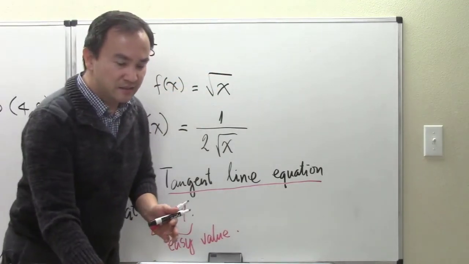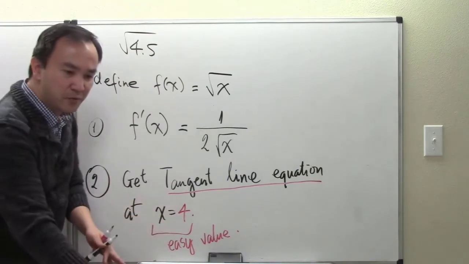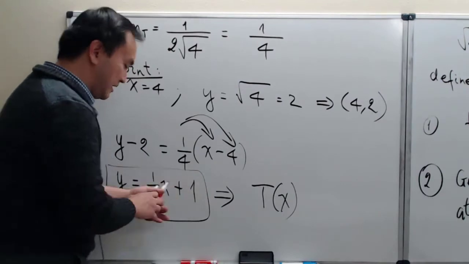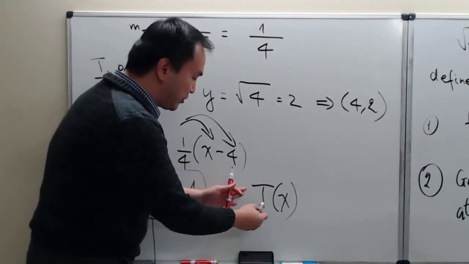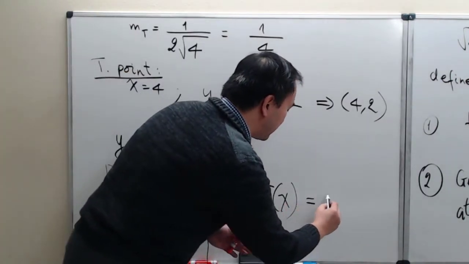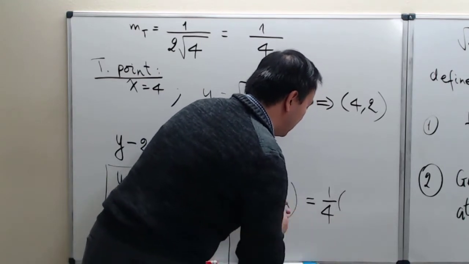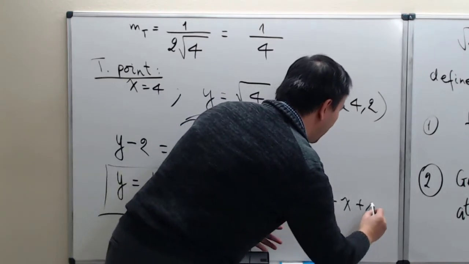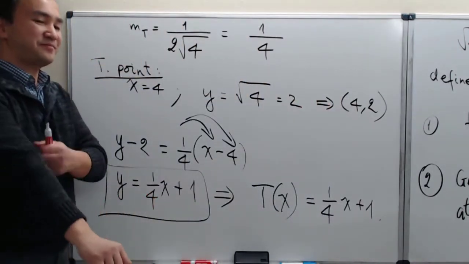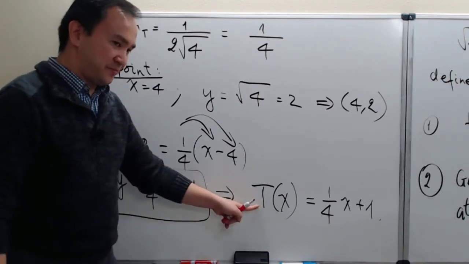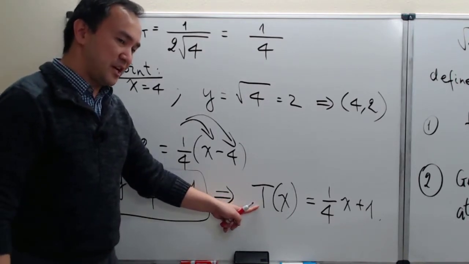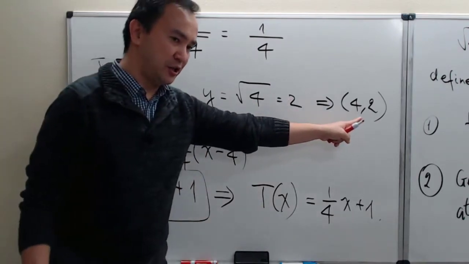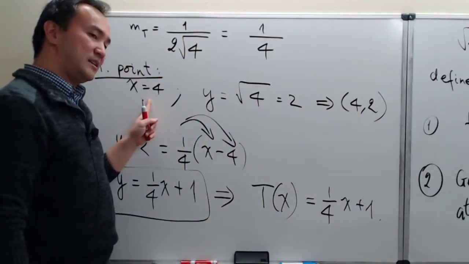But at this easy point, x equals 4, we can create the equation of a tangent line and treat that equation of the tangent line as a linear equation, T of x equals 1/4 x plus 1. Okay, it's a linear function. It came right out from the tangent line equation at the easy point of (4, 2). 4 is the easy value that I chose earlier.